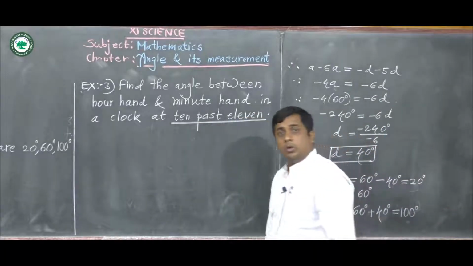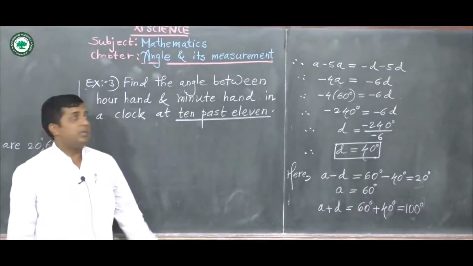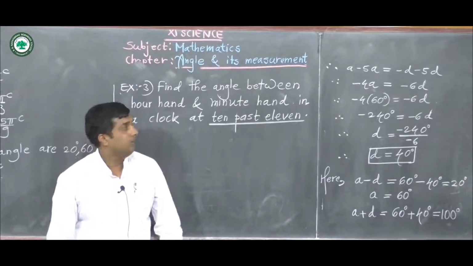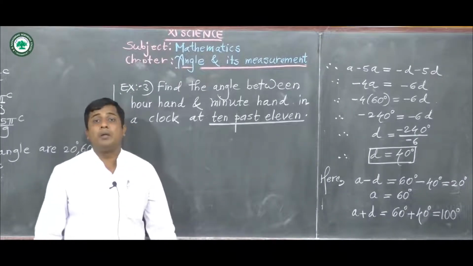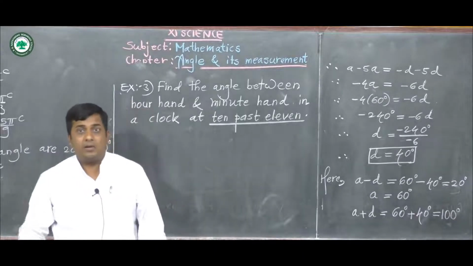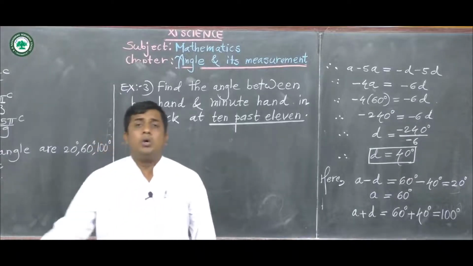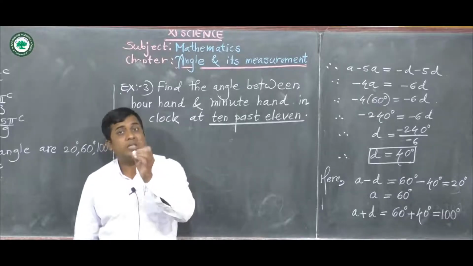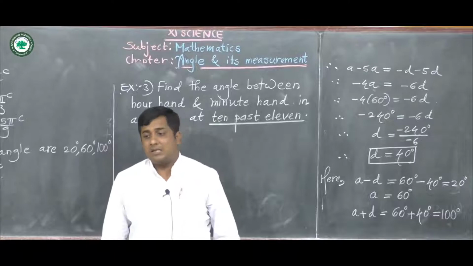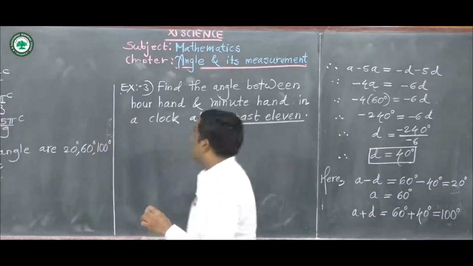Okay, so here we have to find the angle between the hour hand and minute hand, and the time is given, 10 past 11, that is 11:10. We have to consider this time. Okay, so we know the angle between two consecutive numbers is always 30 degrees.